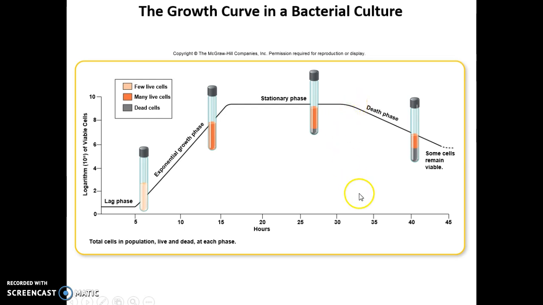Now, after more time, the environment is just very unhealthy. And so at this point, you have more death than you have growth, and so you have this negative or downward curve. Now, are there any live cells? Yes. You can see that by the orange color here versus the gray or black.